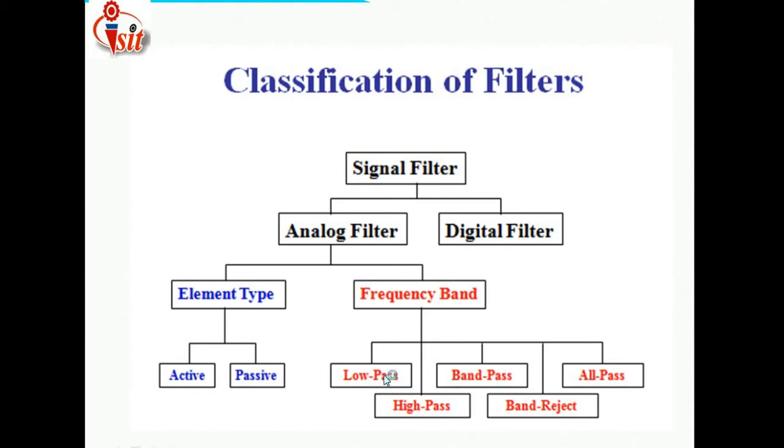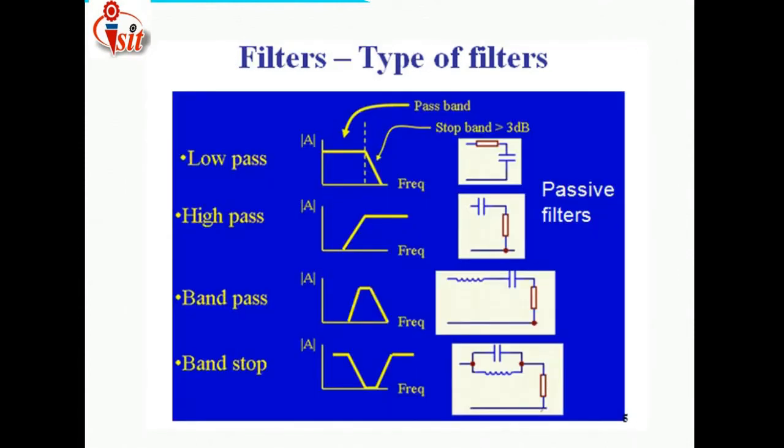That means a low pass filter passes the low frequency signals, a high pass filter passes the high frequency signals, a band pass filter passes the band of signals, a band reject filter rejects that band, and an all pass filter passes all the signals. Then here I have given the types of filters.